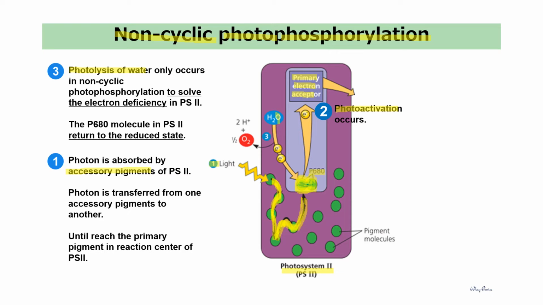Because each water molecule can be split by the light energy or the photon into two electrons, and these two electrons can replace the lost photoexcited electrons from the primary pigments. So the P680 molecule in the PS2 now returns to the reduced state. It becomes stable again. And at the same time, from the photolysis of water, it releases two protons and oxygen atom, which is going to become oxygen gas and released as a byproduct.